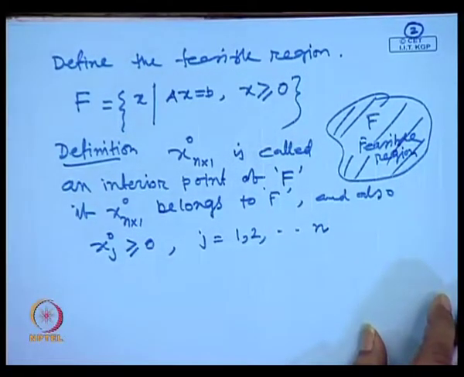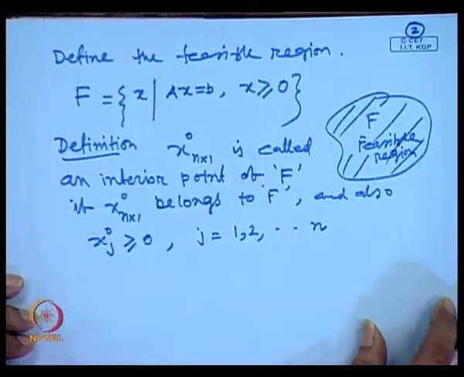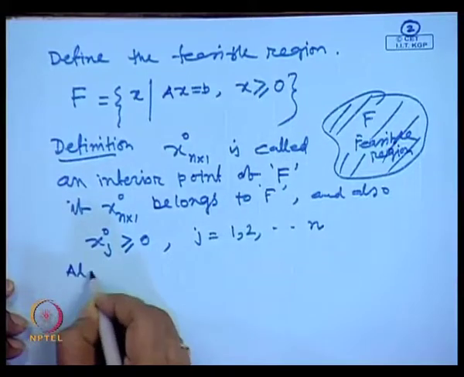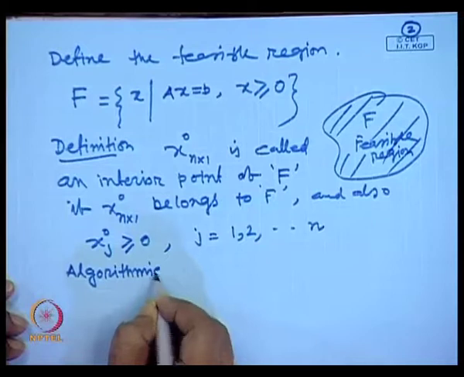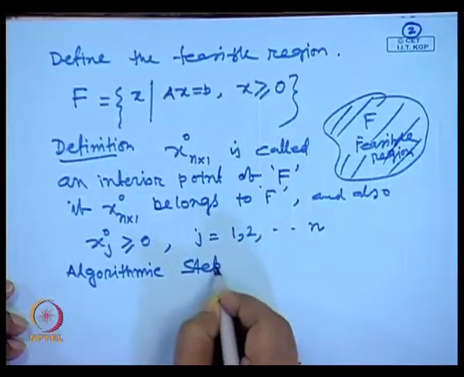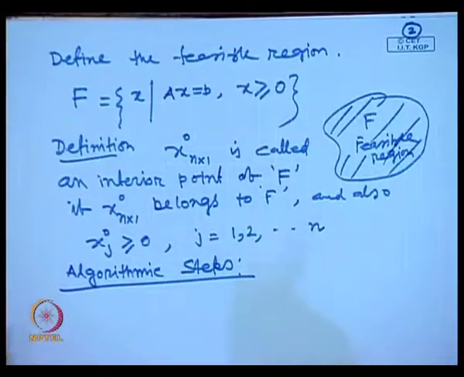So, let us see how one can solve this type of problem, whether it is a linear programming problem or a convex optimization problem. What are the basic steps to solve this problem? So, what are our algorithmic steps?